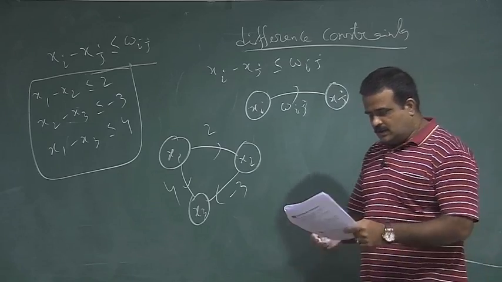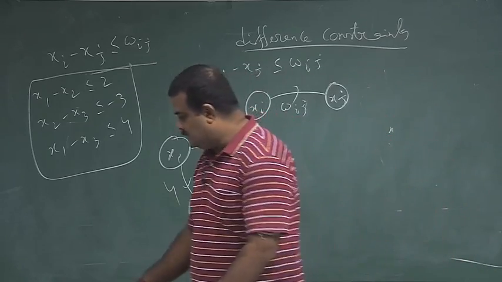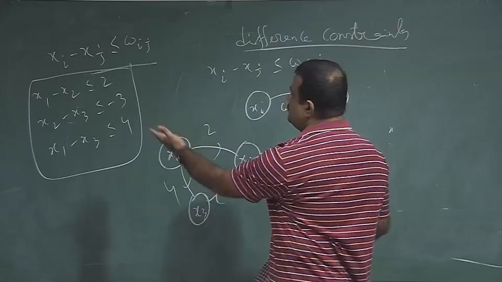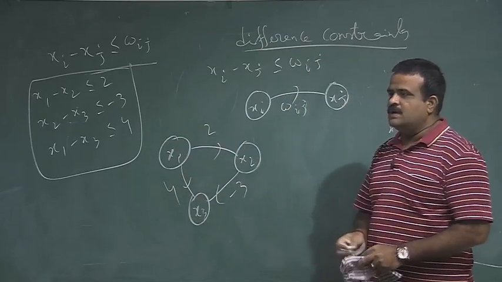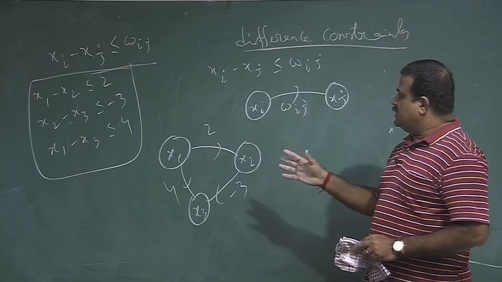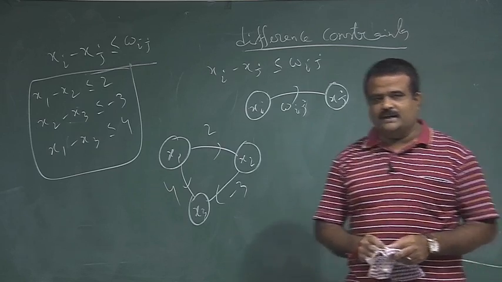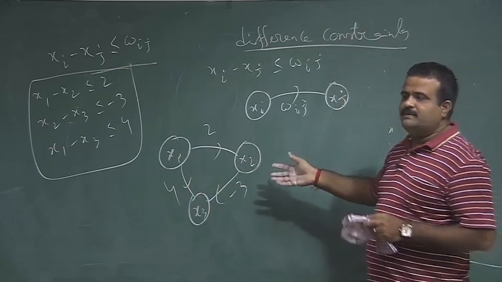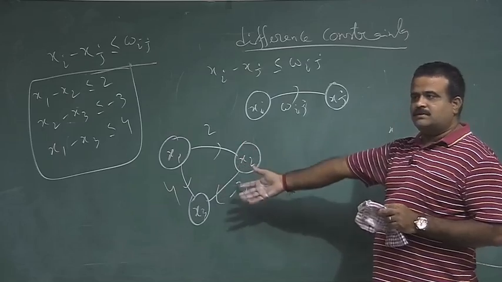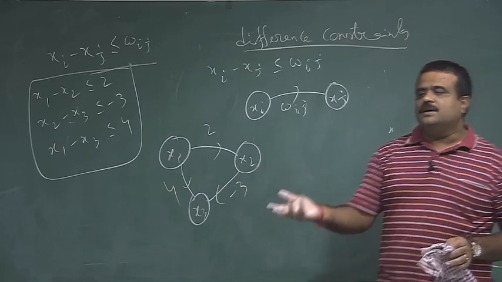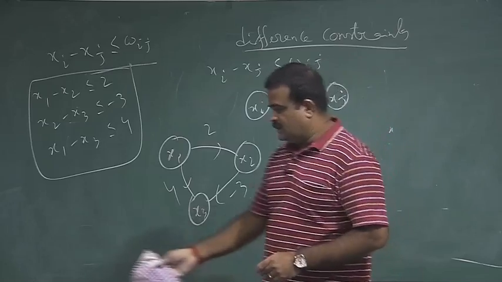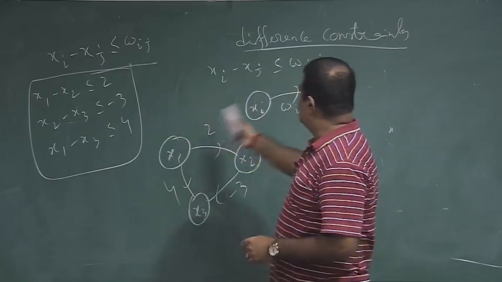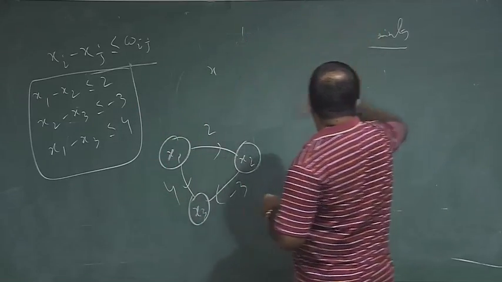Okay. So, now the question is, suppose we have a linear system of constraint equations and we convert it into a graph. Now, if this graph has a negative cycle, that can be detected by Bellman Ford. We can run the Bellman Ford algorithm on this graph, and if it detects a negative cycle, then no solution exists for this system of constraints. So, how to prove that?